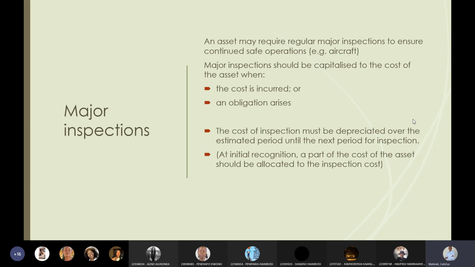Okay. So the journal entry, as it's given in the chat, was debit your major inspection asset and then credit your bank. Okay. So let us go to the next point. Now, depreciation. Calculate the depreciation or show the journal entries relating to depreciation for the year. Can anyone help me with the depreciation for the year?